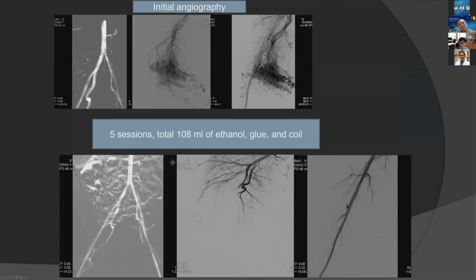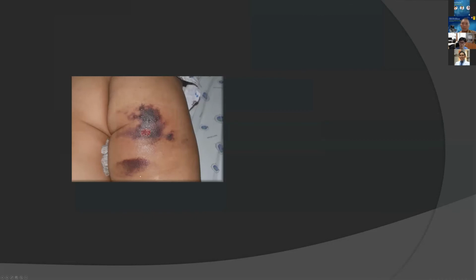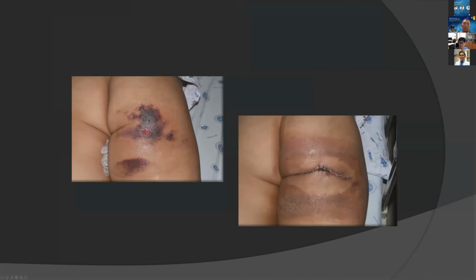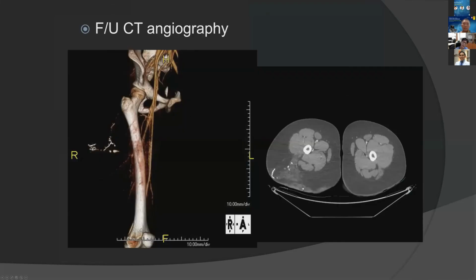After 5 sessions with a total of 108 milliliters of ethanol, glue, and coils, the lesion was markedly improved. There is no early AV shunt. However, after the final treatment, the patient's skin had a problem, so unfortunately the patient had to receive another surgery for skin repair. This is a follow-up image. There is no residual AVM nowadays.